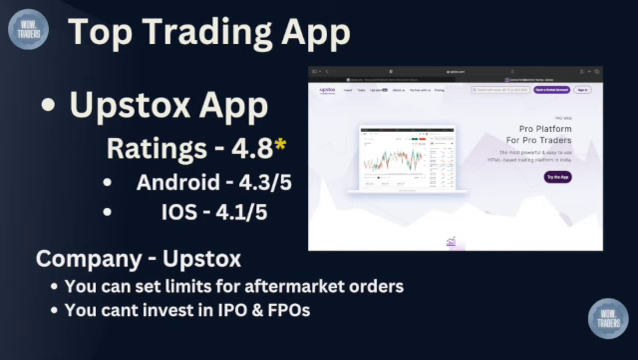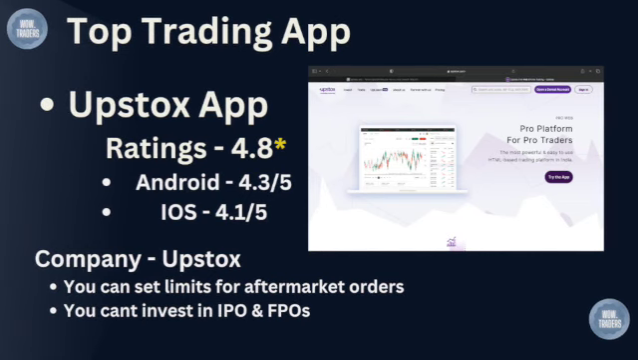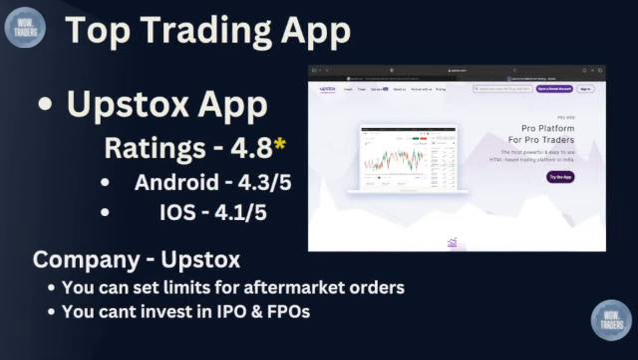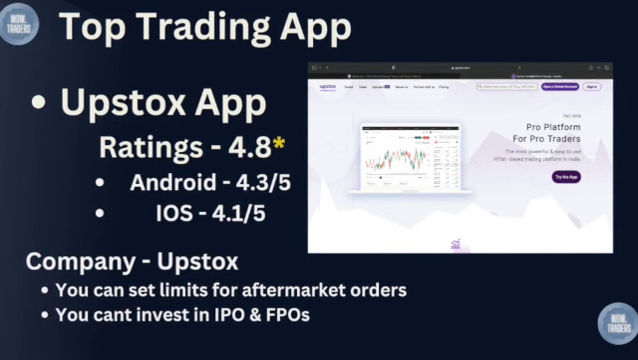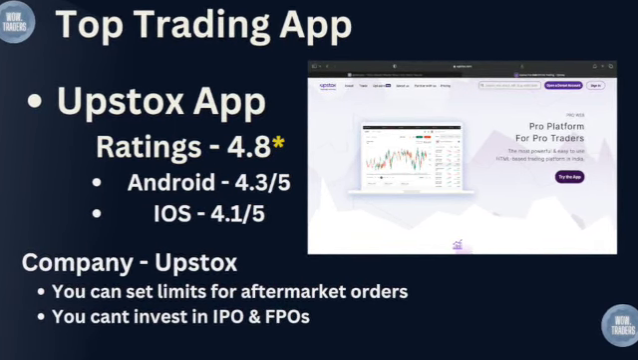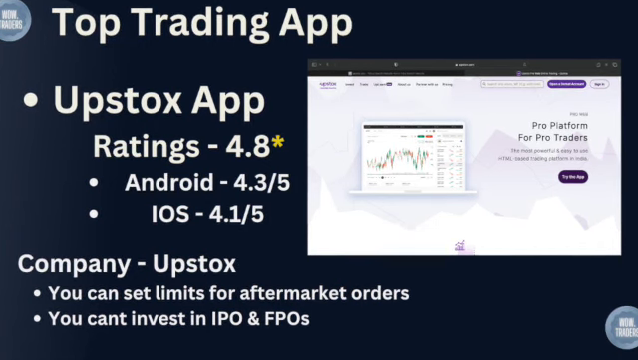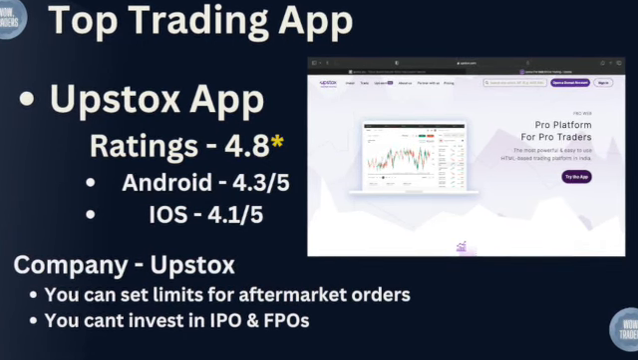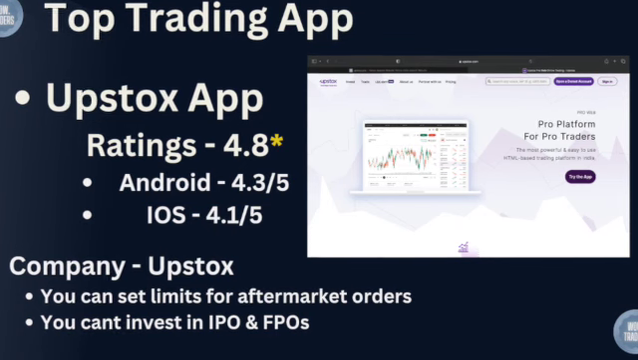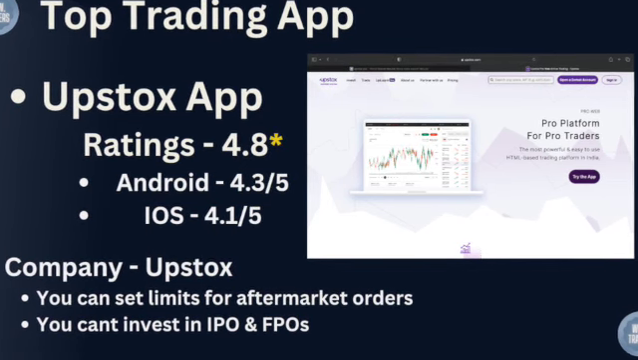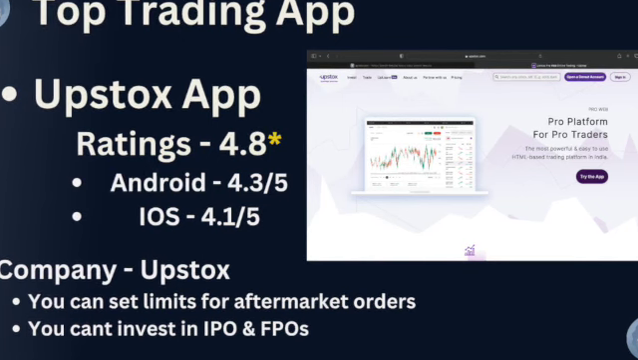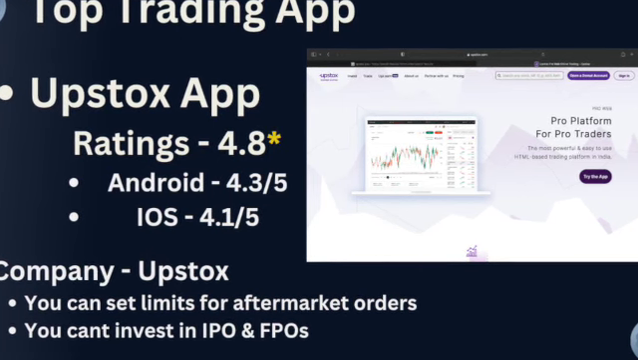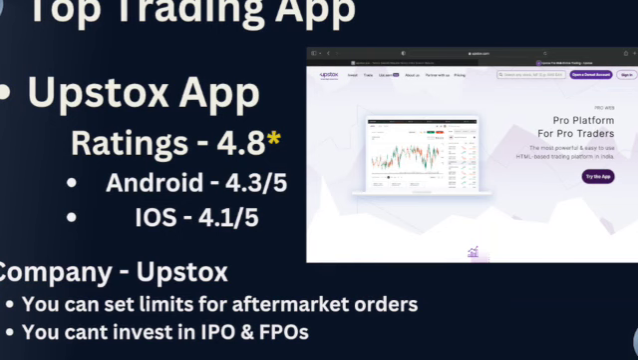Next is the Upstox app. It is rated overall 4.8, 4.3 on Android and 4.1 on iOS. It allows for instant investing, and it has any number of price alerts to get instant updates. In option trading you can mark any number of value alerts, and you can also set the limit for after market orders.